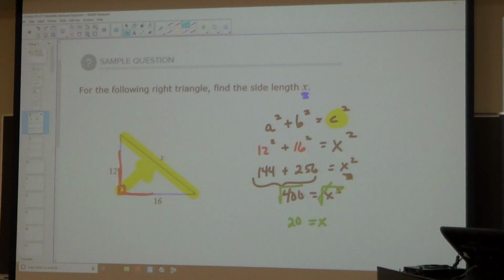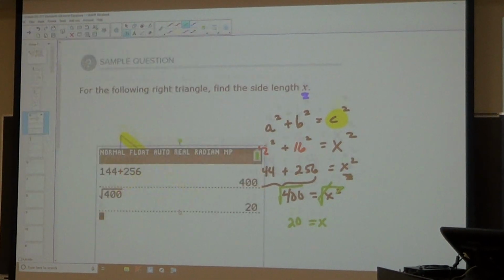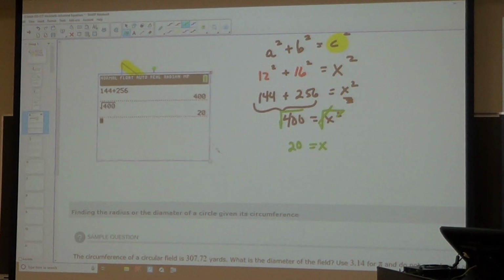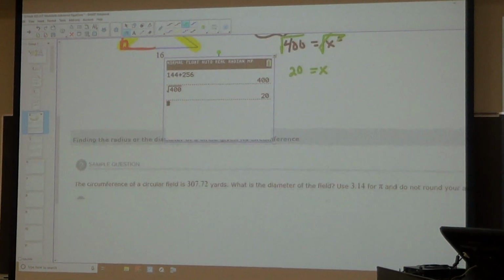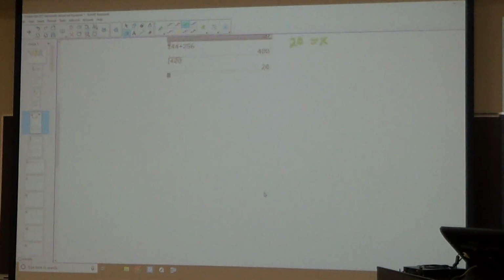Because when I go to my calculator and I do the square root of 400, that gives me 20. Don't be writing down notes. Come on, let me slide these down so I can do one more. Hold on, hold on.